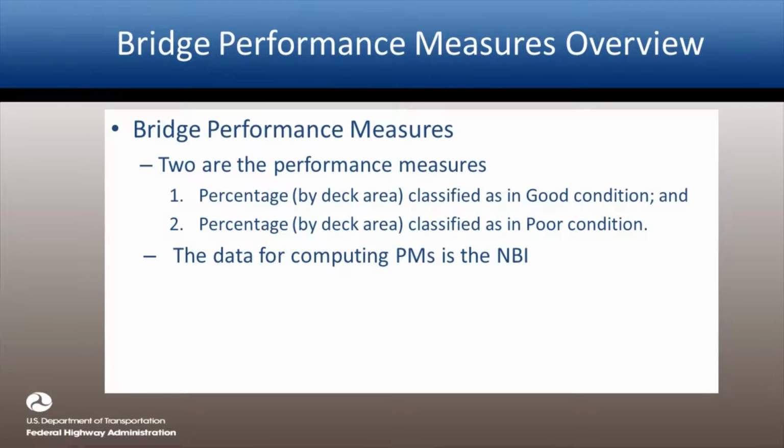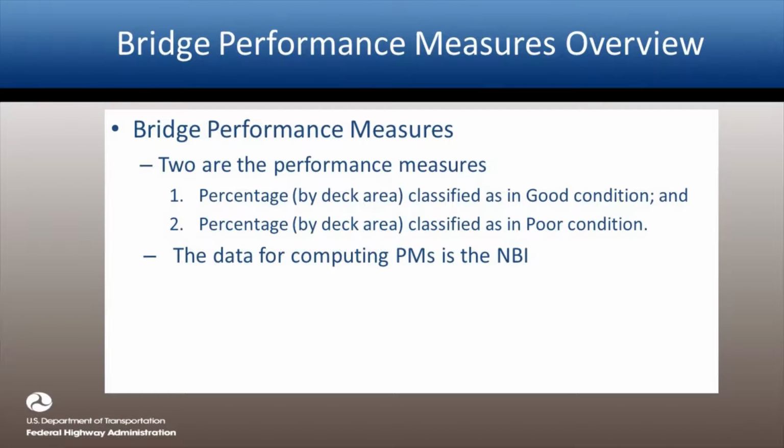Well, two of these got turned into the minimum performance measures that are required. One is the percentage of deck area classified in good condition, and the other is the percentage of deck area classified in poor condition or structurally deficient. And you may know we're trying to move away from the term structurally deficient. Unfortunately, Congress put structurally deficient in MAP 21, so we're still going to be using it for a while. But we are calling that poor condition now.